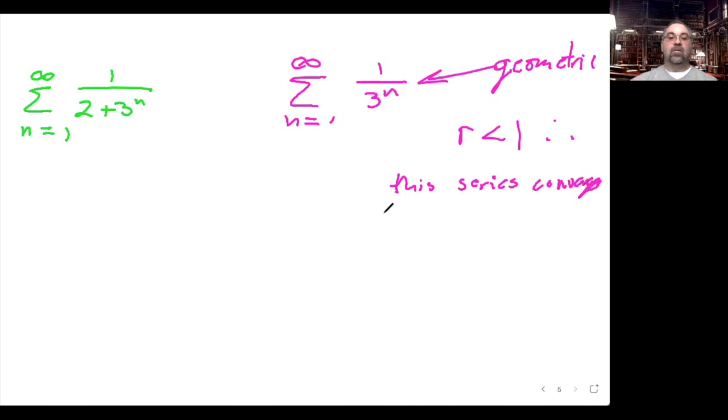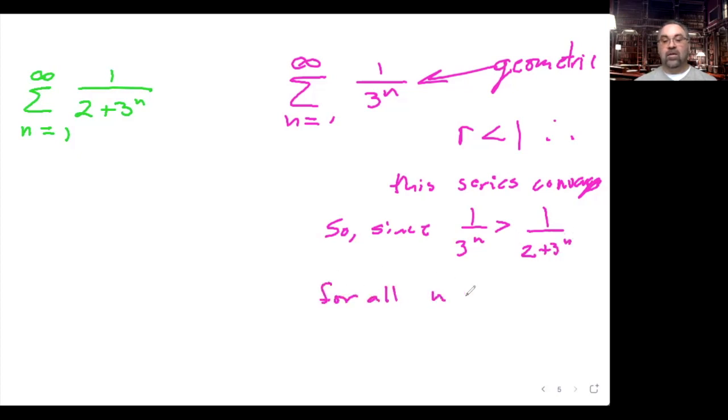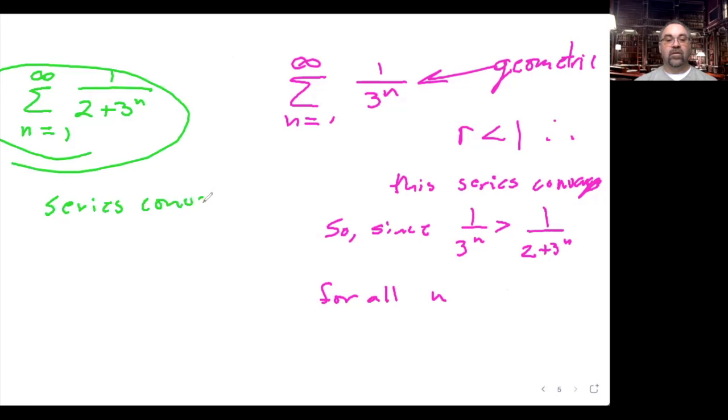Okay. So since 1 over 3 to the n is greater than 1 over 2 plus 3 to the n for all n, right? What do we know? This series converges by direct comparison.